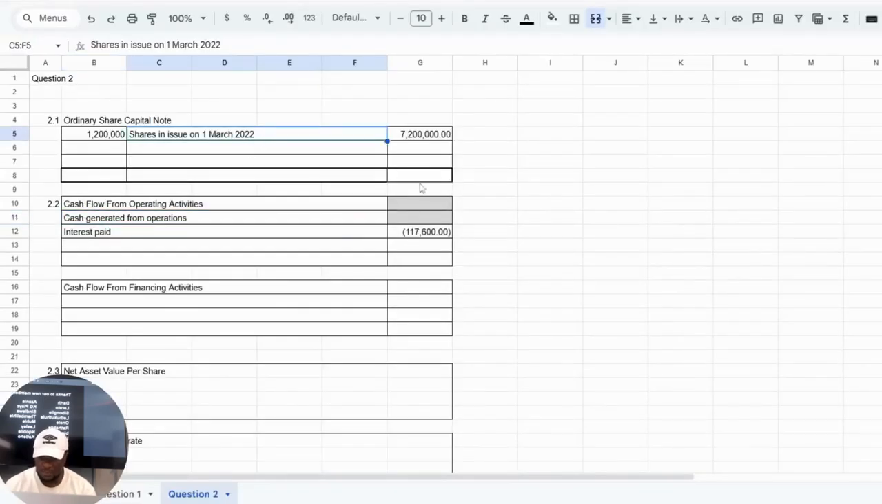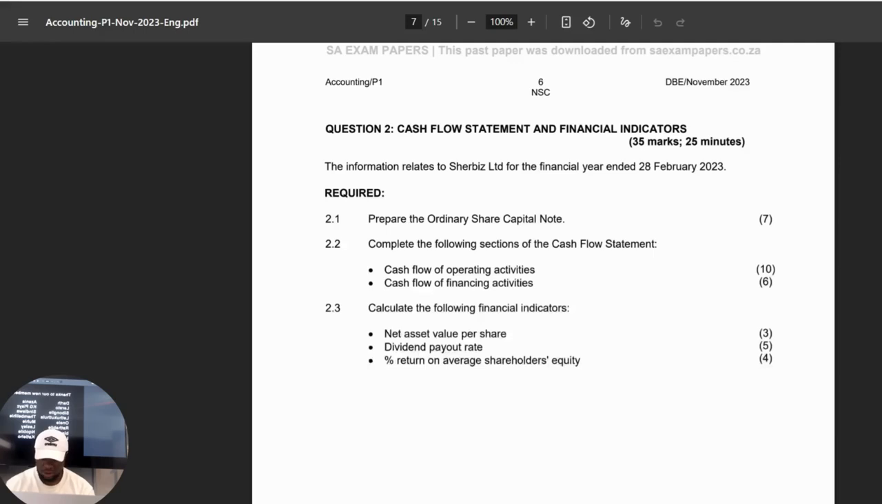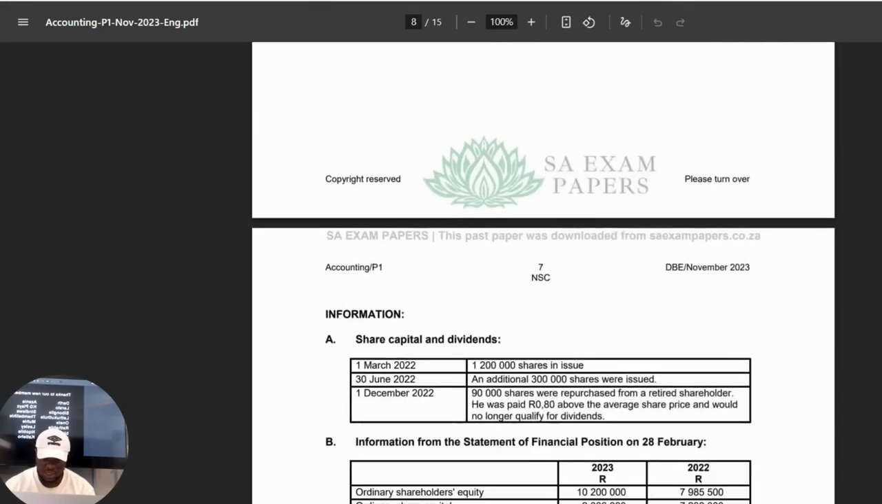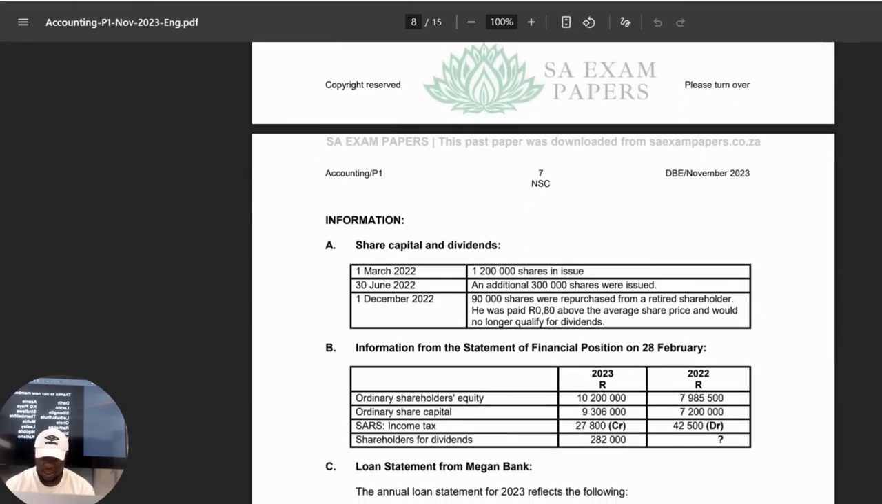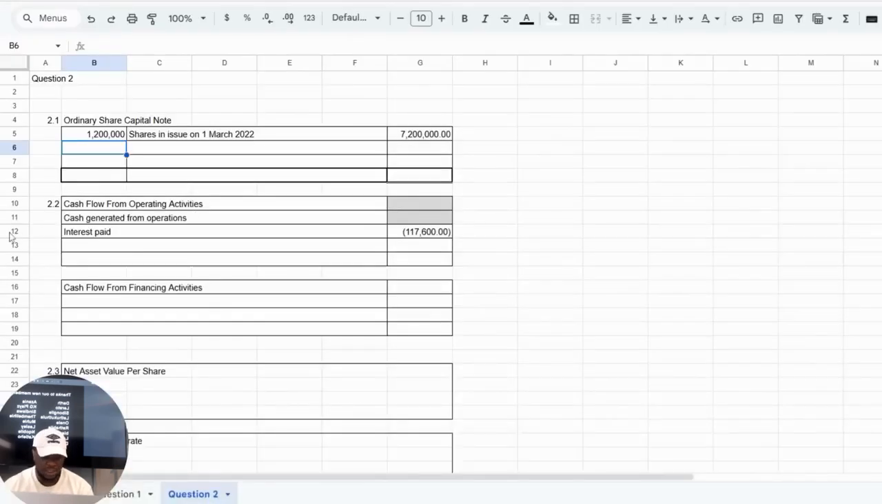In the answer book, we've been given the balance at the beginning, and then there are the transactions that did occur. Let's find the information relating to ordinary share capital. On 1 March, the first day of the year, we start. Then on the 30th of June, 300 additional shares were issued, but it was not mentioned at what price. If it's not mentioned, we're not going to guess it. We're just going to put the number of shares issued on that date, which is 300,000 shares.